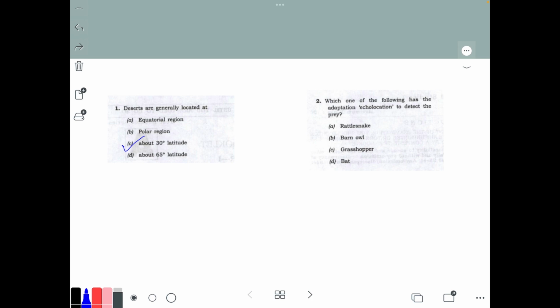Moving on to the second question, which one of the following has the adaptation echolocation to detect the prey? The correct answer is bat. Bat uses echolocation to determine the size, shape and texture of the objects in its environment.